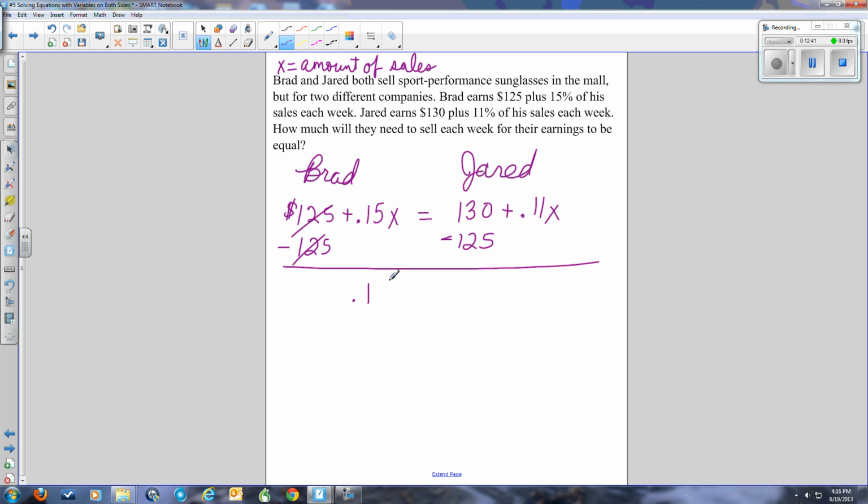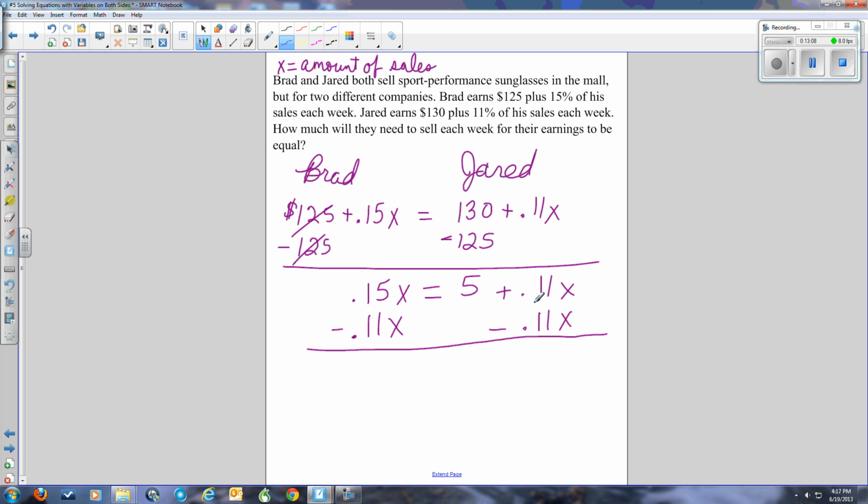And we end up with 0.15x equals 5 plus 0.11x. Let's subtract 0.11x from each side. You notice I did not move the variable first, and it really doesn't matter whether you move that first or not if you've got other like terms that you can combine together.